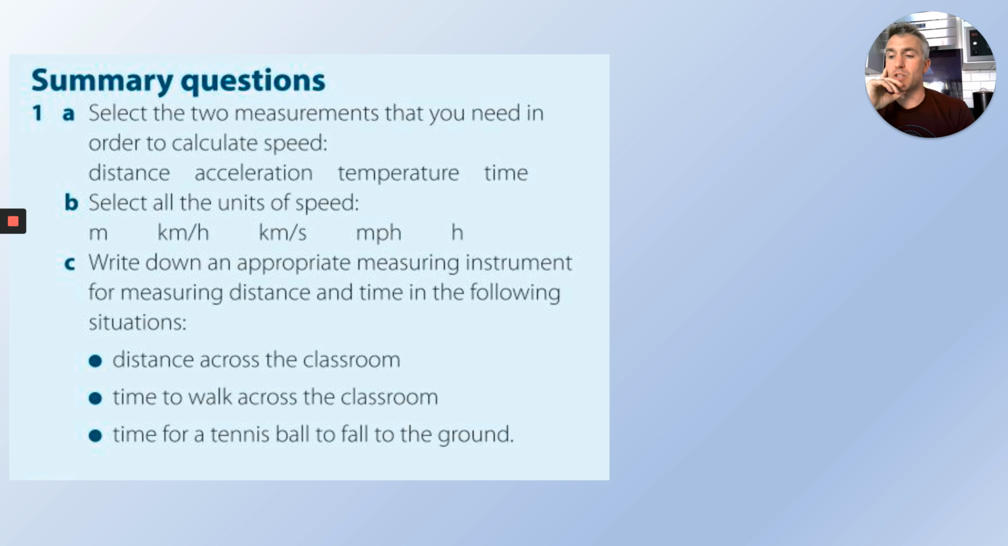Write down an appropriate measuring instrument for the following distance and time. Distance across a classroom. What would you measure with? Sensible. Time to walk across the classroom. What would you measure with? Or time for a tennis ball to fall to the ground. Just write the different things for the answer for each one.